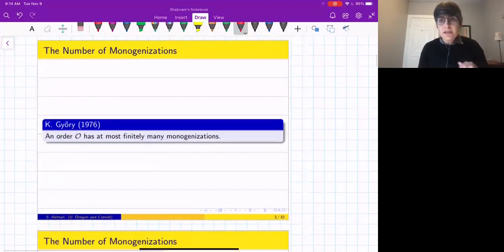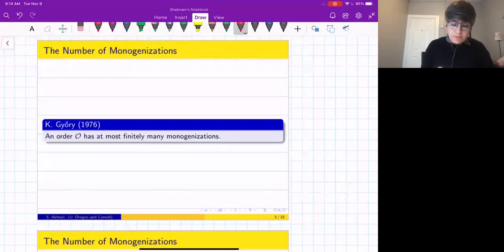We do know some results about that. For example, in the 70s, Győry proved that if you have an order in a number field, it has finitely many monogenizations, or finitely many monogenizers. And I have to be careful when I state that.